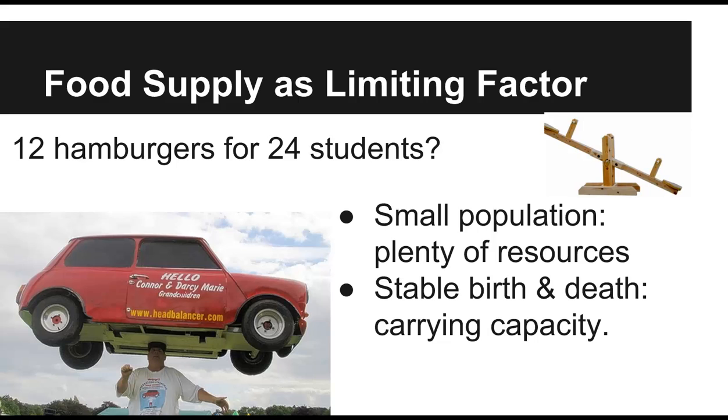When the population decreases to a certain point where an individual can get enough food and other resources, and the birth rates and death rates become stable, the population has leveled off at what is known as its carrying capacity. And so you can see in these images here, I've got kind of your standard teeter-totter. If you increase one, it causes the other to go down. If you change one side, it affects the other.